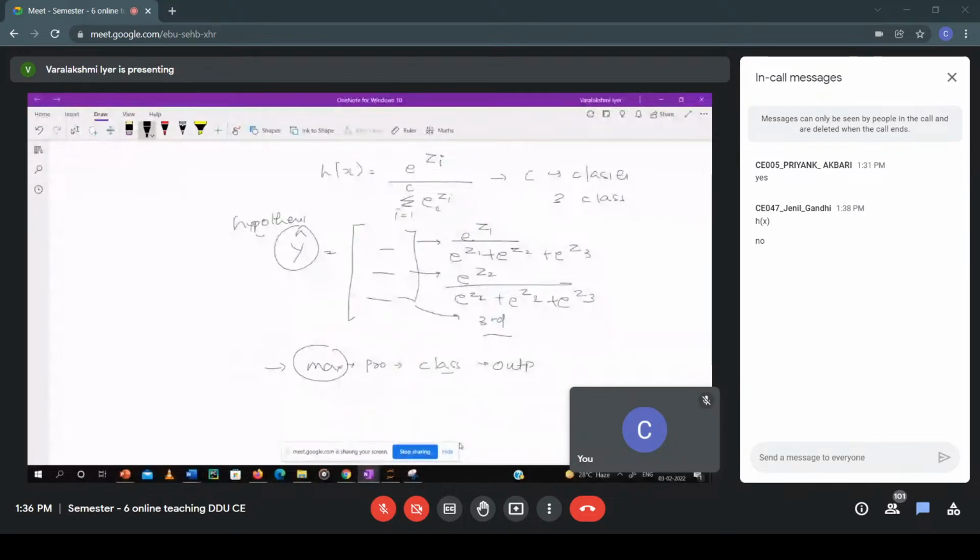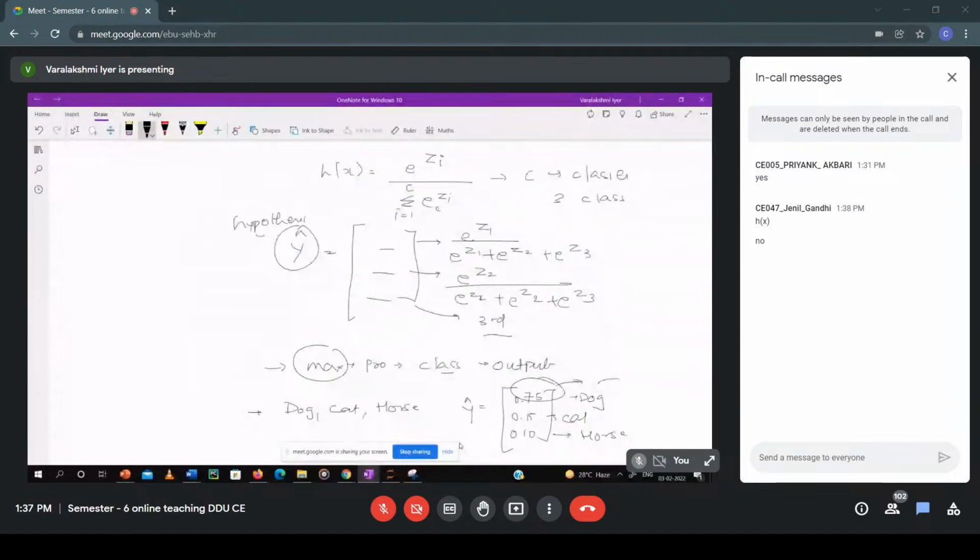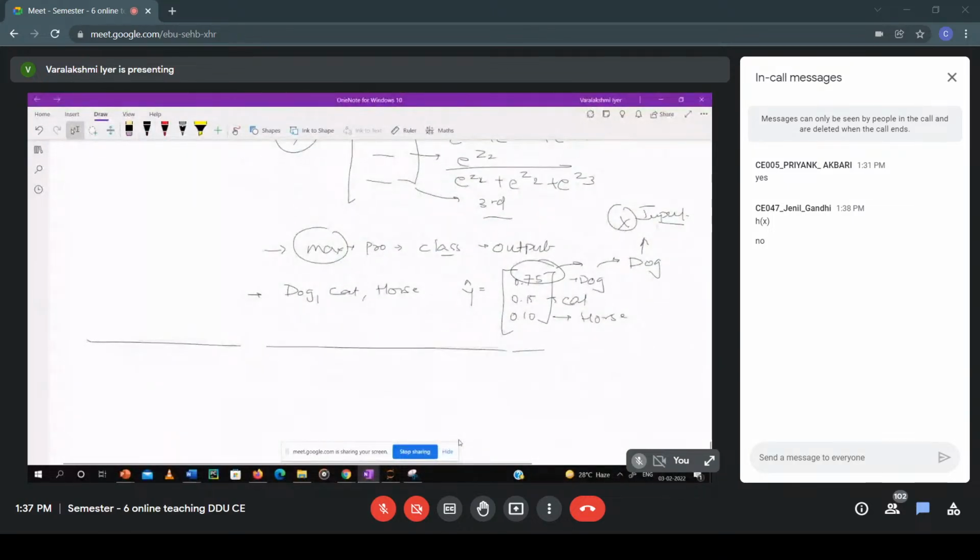So for example, if you're trying to classify between dog, cat, and horse, and in the y hat you're getting output something like 0.75 for dog, 0.15 for cat, and 0.1 for horse, then whichever has the maximum output probability, that class will be considered for your input instance, whatever input you're passing. I suppose it was clear up to this, right?